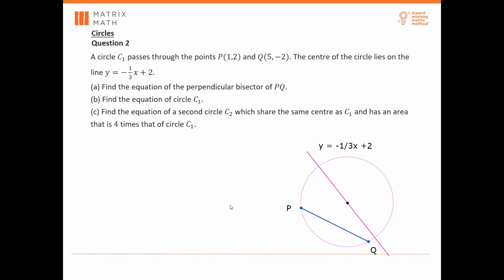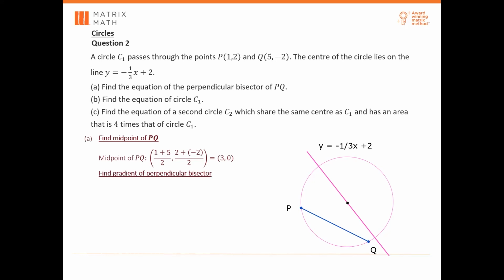And perpendicular, as you know, right? So what you want to do is find the gradient of PQ. Here they start off with the midpoint, it's fine. So you just find the midpoint: add the x coordinates, divide by 2, add the y coordinates, divide by 2, you get 3, 0. So that's the midpoint of PQ. Next, find the gradient of the perpendicular bisector. Before that, find the gradient of PQ first. The gradient of PQ is -1. If the gradient of PQ is -1, the gradient of its perpendicular bisector will therefore be 1.